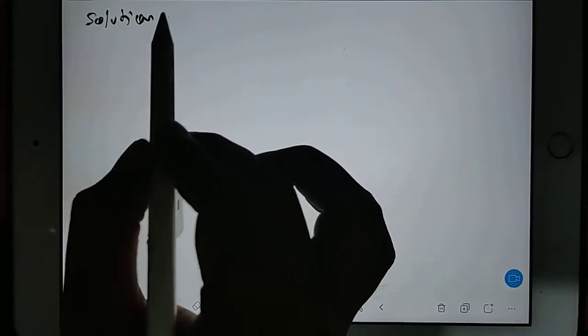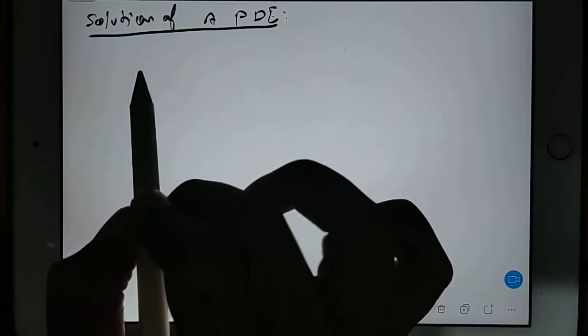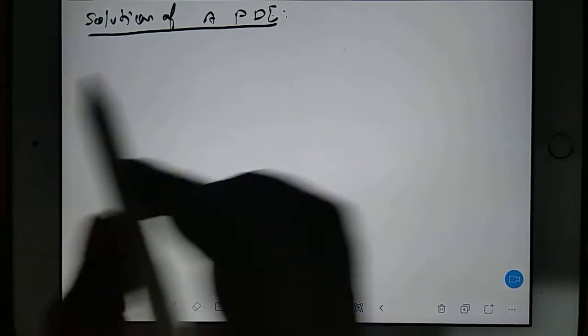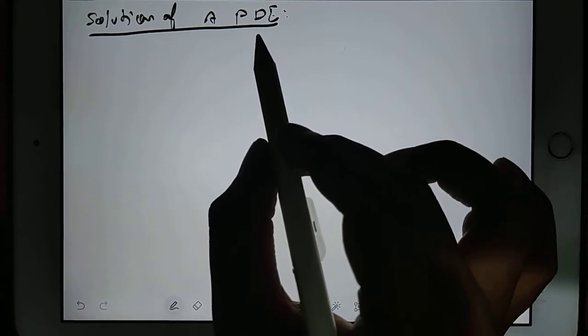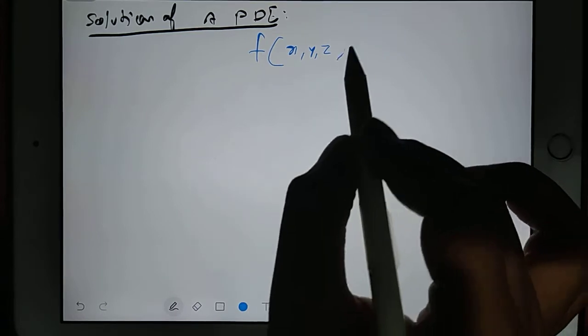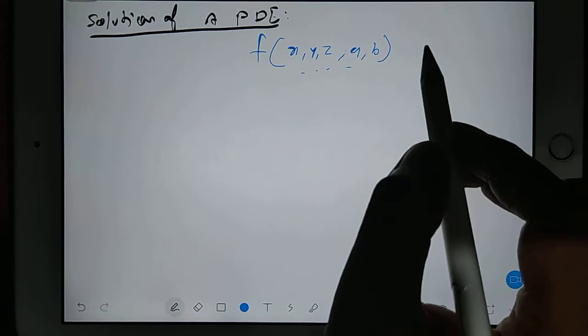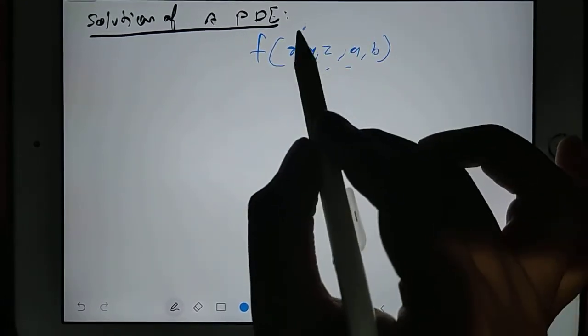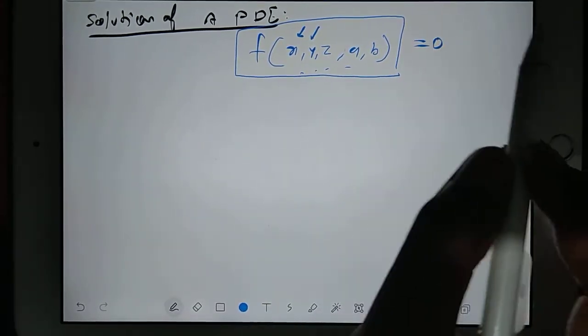So now your next heading will be: solution of a partial differential equation. Always remember, just now we have seen some examples. In those examples you had the complete equation, which looked like a function of x, y, z, and a and b also. If any arbitrary function is also coming, that will also be a function of x and y. So the complete equation should look like this, equal to 0.